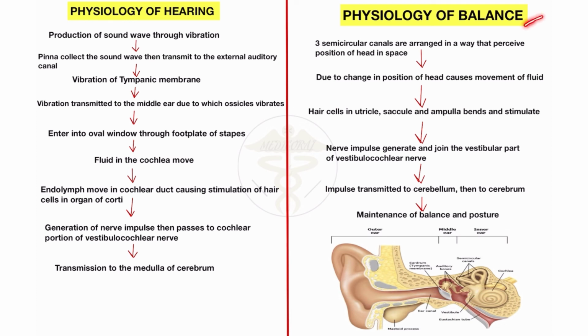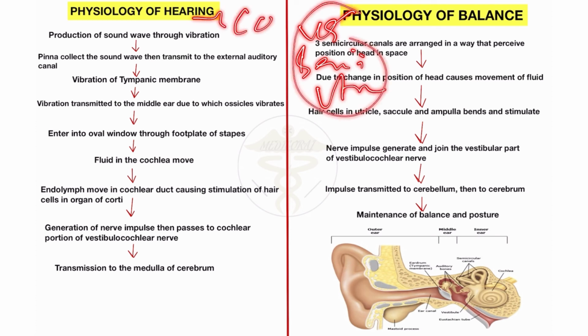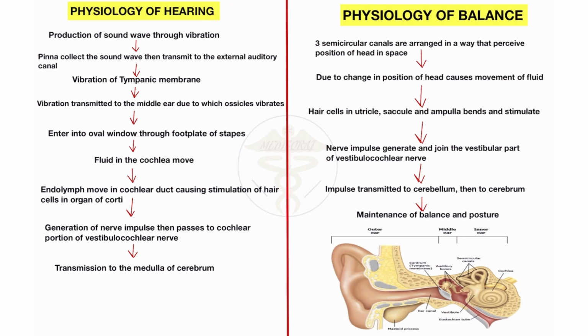Second is the physiology of balance. This is the function of the vestibule, semicircular canals, utricle, and saccule. Hearing is the function of the cochlea, meaning the organ of Corti, and balance is the function of the utricle, saccule, and semicircular canals.